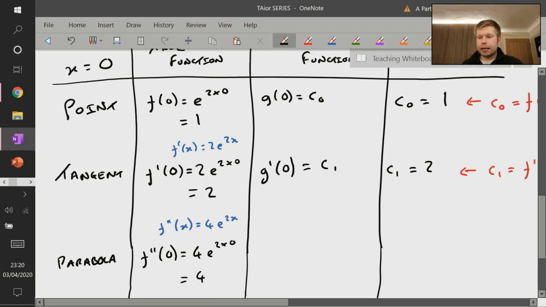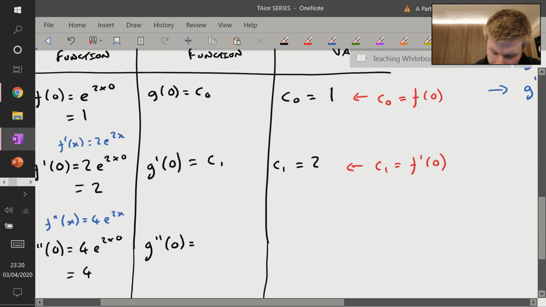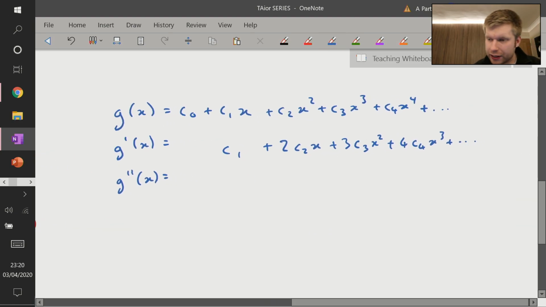Now, if I want this to be a good approximation, I need to make sure that the second derivative of my function, when I stick in x equals 0, should be the same as what happens with my true function. So let's come over here. Let's differentiate again. Well, handily I've got the first derivative still stuck up there. So if I differentiate a constant, that just becomes 0.